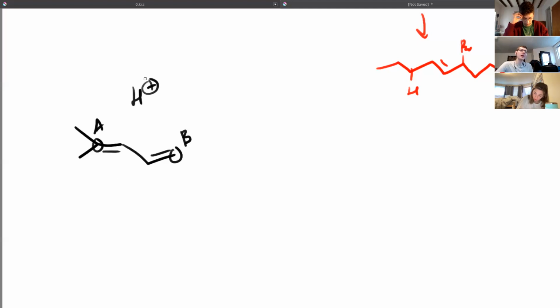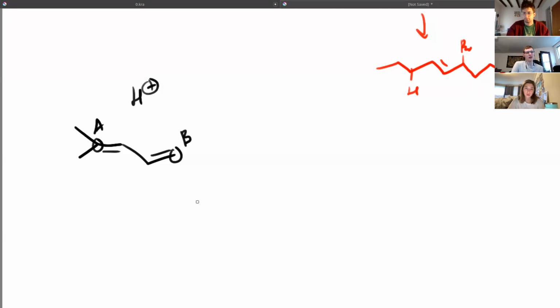Yeah, so that makes me think that A would be the one to attack the hydrogen. Is there like a rule to this? No. For this one there isn't.